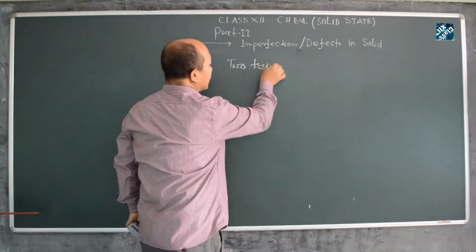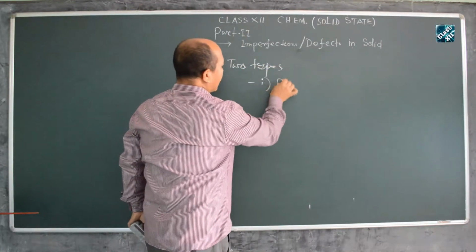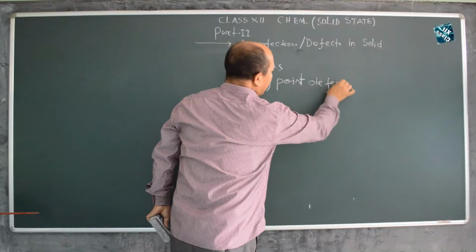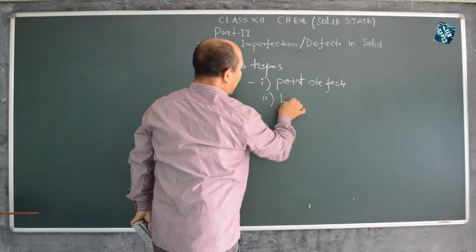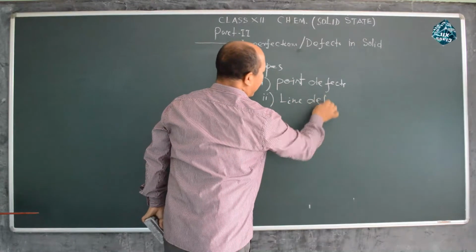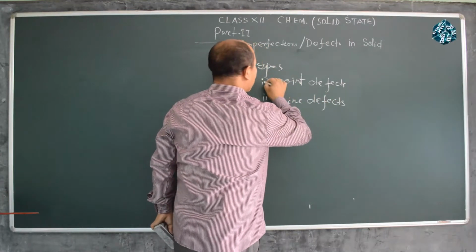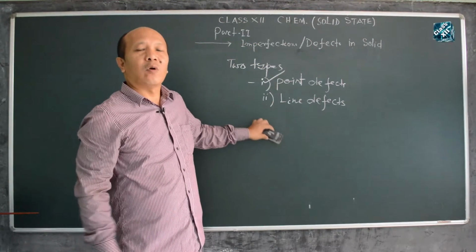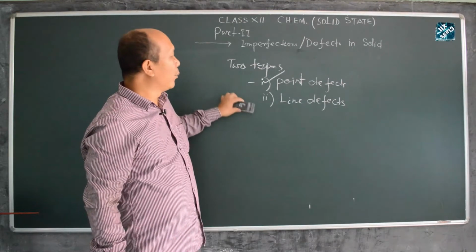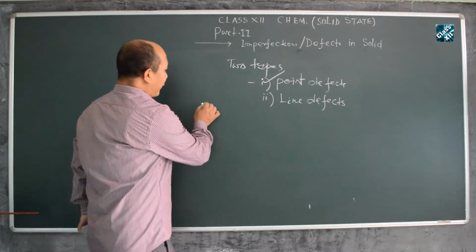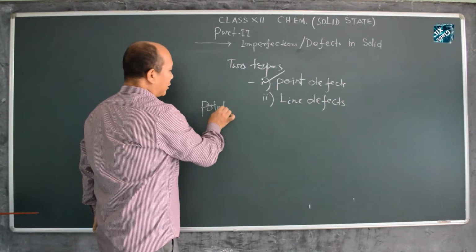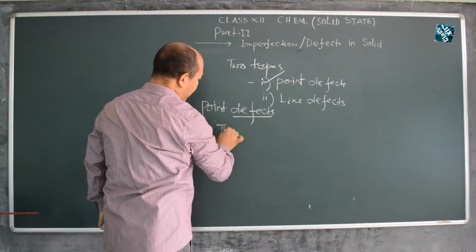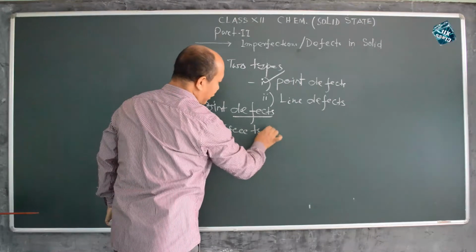Two types. First one, point defect. Number two, line defect. Here we mainly focus on the first one, the point defects. That means a defect occurring around particular points or atoms is simply called a point defect. Point defects are of three types, which we will discuss.